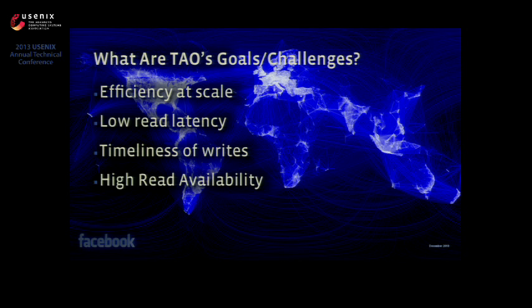And finally, the same read amplification effect that causes TAO's very high query load means that we need high read availability. It's not uncommon to do 100 TAO queries to render a single Facebook page. So however many 9s TAO has, you lose the rightmost 2 of those for whether or not you're going to be able to render the page.